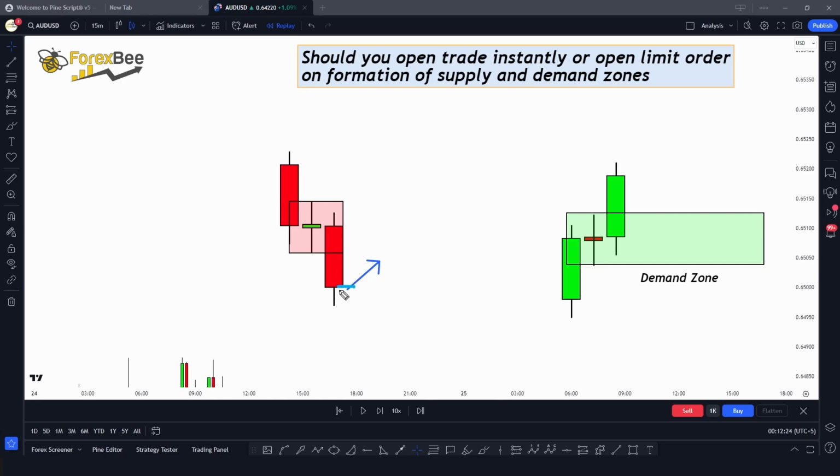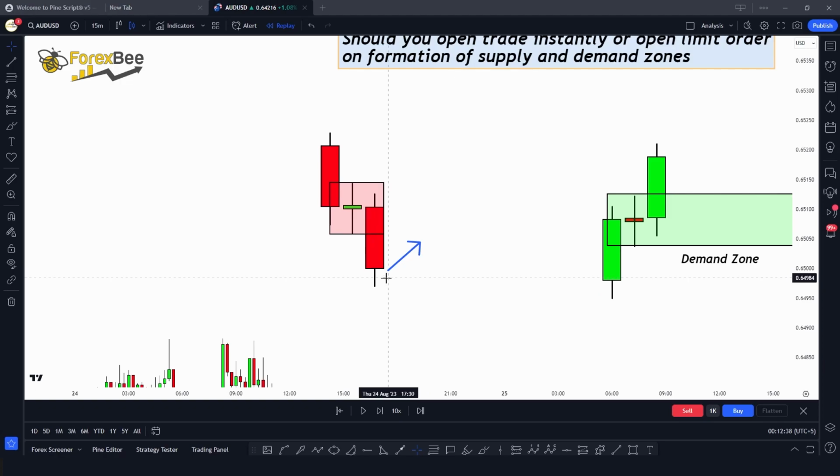Now, should you open a trade right away, or should you place a sell limit order at the low of this supply zone? Now let's see how that goes. If you open a sell right away as soon as the zone forms, then you are not actually trading the essence of a supply zone, because if you remember, the supply zone is around the base candle, around the high and low of this base region. So if you open the market order as soon as the supply zone is formed, you are not taking advantage of the supply zone, and this might go against your trade.